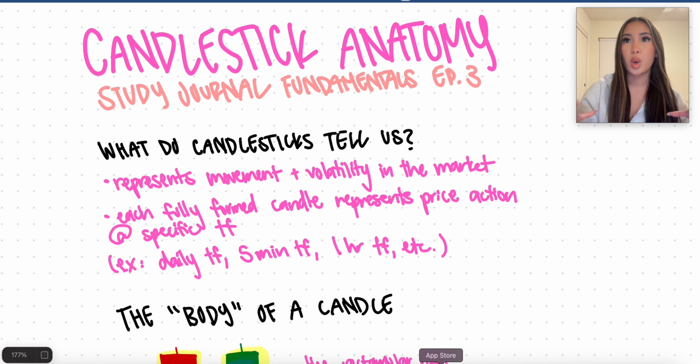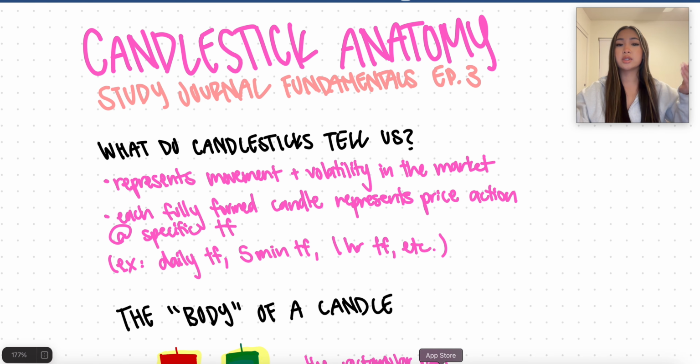I want to go over what do candlesticks tell us? Like, what even is a candlestick? So if you watched my first part in the study journal, I went over an uptrend and a downtrend, right? We went over lower lows, lower highs, all of that. What makes a downtrend, what makes an uptrend.